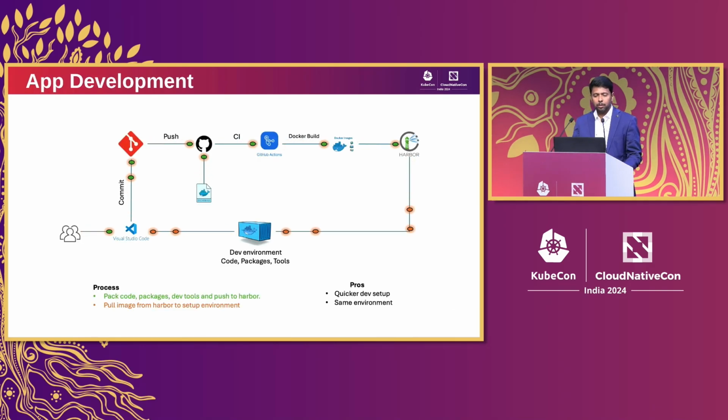Okay, coming to application development, here it is a two-step process. The first step is the user will push the changes into the code, and GitHub Action will get triggered. In the GitHub Action, users will build the Docker images, and then they will push the images into the Harbor. And the second step is, in the Kubeflow UI, users will pull the images in the workbench.